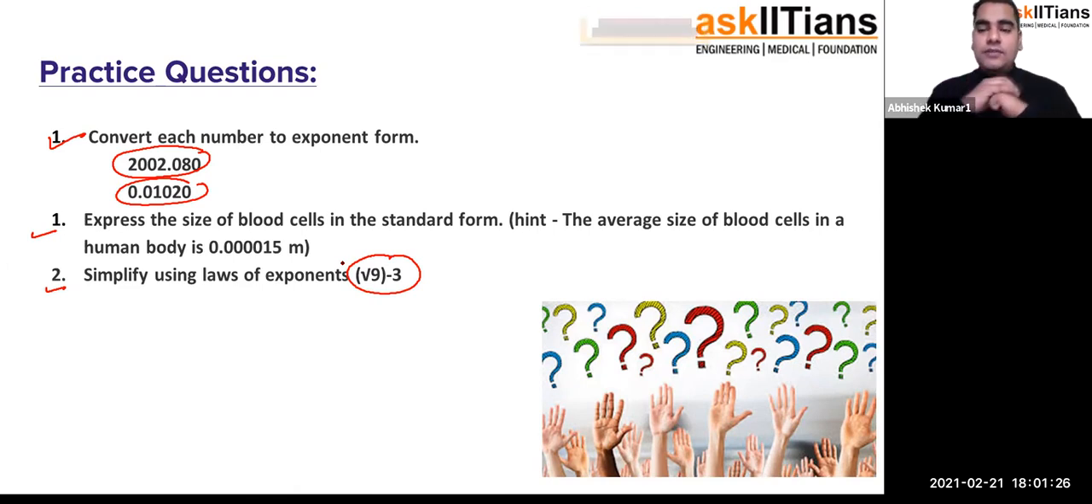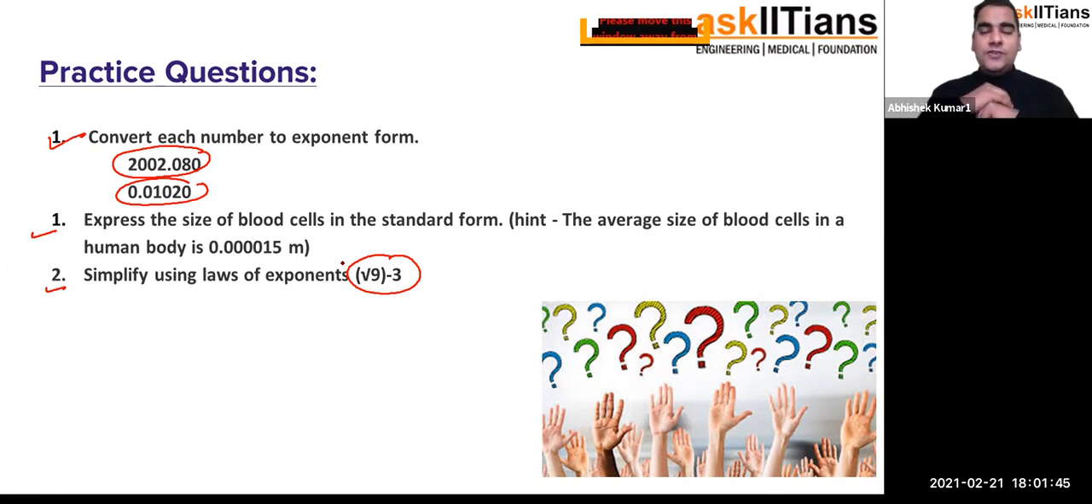In case you are not able to do these problems, feel free to discuss with your Ask IITians expert, guys. He or she will be more than happy to help you out with that. Just make sure that you revise this topic once or twice. And believe me, if you revise it once or twice properly, you will very easily get it.